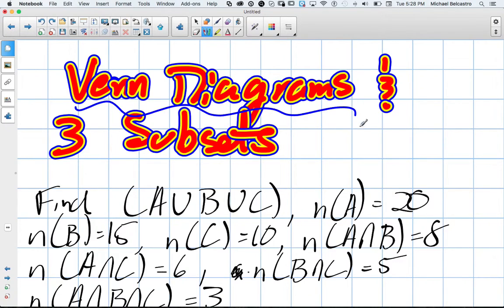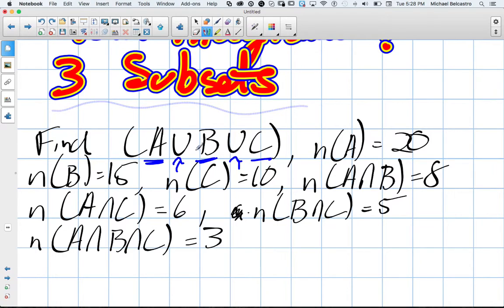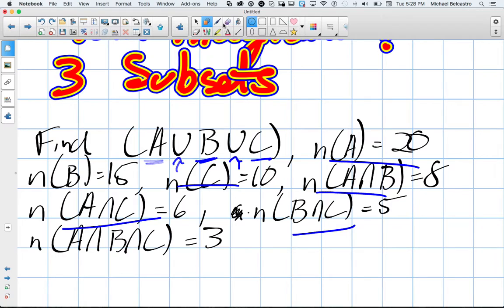This Venn diagram has essentially three subsets. So we need to find A or B or C. So we're trying to calculate that. They've given us a ton of information here, which we're going to sift through in a second. We need to get our formula out.